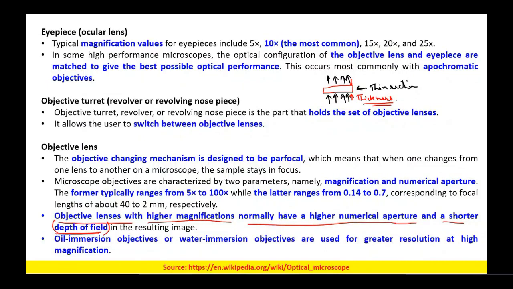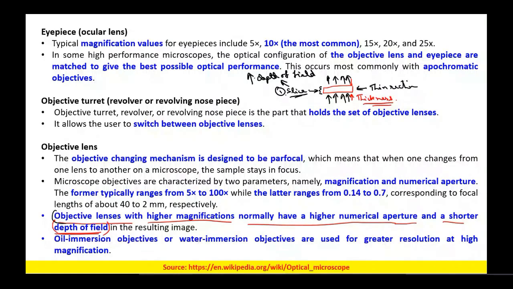Now, herein there can be two instances. The first instance is that these rays are giving us information about the whole slice. In this case we say that the depth of field is higher. So when you get information about the whole slice, the depth of field is high.